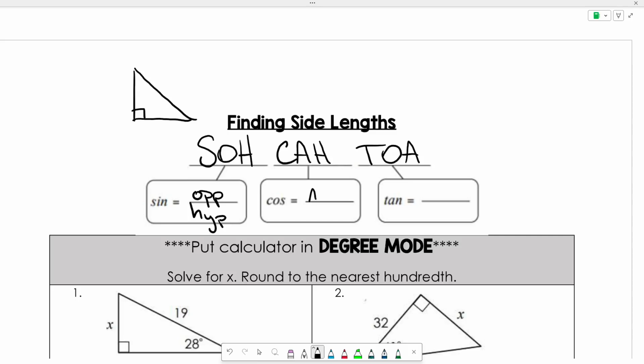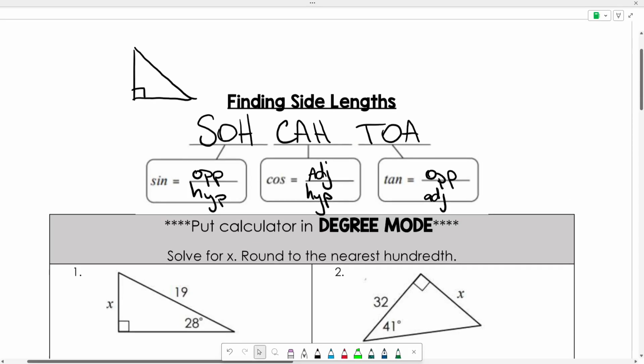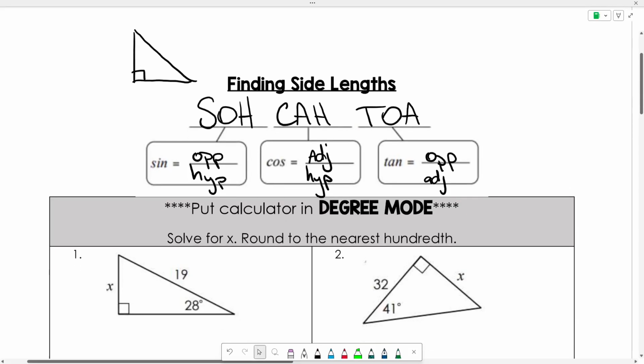Cosine is our adjacent side over the hypotenuse. And tangent is the opposite side over the adjacent side. And we've done some practice with these things now, and we understand how these things stack together. But we can actually do more with these. We can use these to find missing pieces of right triangles, which is very handy whenever we need to do calculations and find things out in the real world.